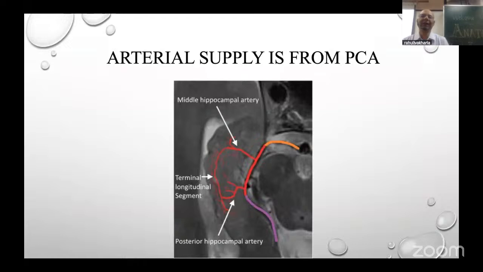This is the arterial supply of the hippocampus, which is supplied by the posterior cerebral artery. So it has three, the anterior, middle, and posterior hippocampal arteries, which supply the entire hippocampus. So any infarct in the posterior circulation, if it reaches the smaller branches of the PCA, can lead to an infarct or a restricted diffusion on MRI.